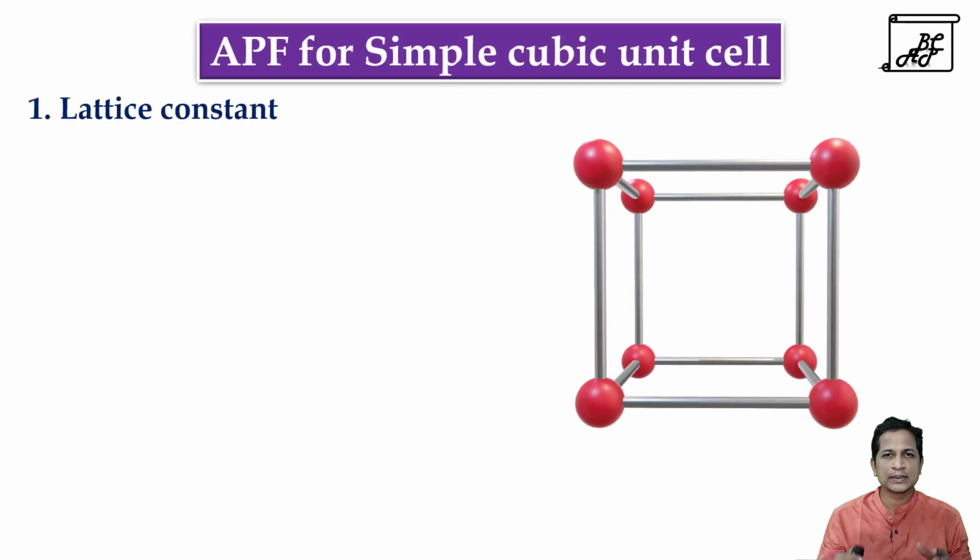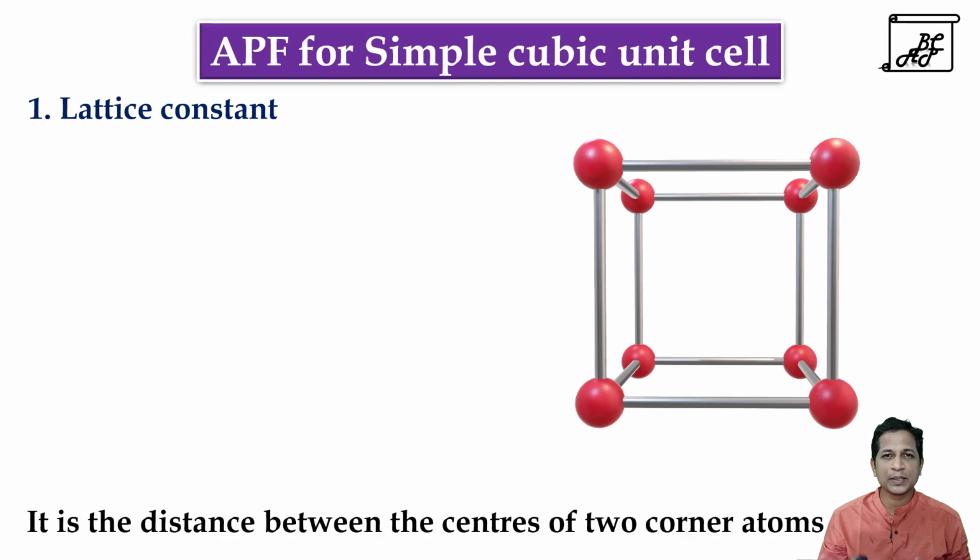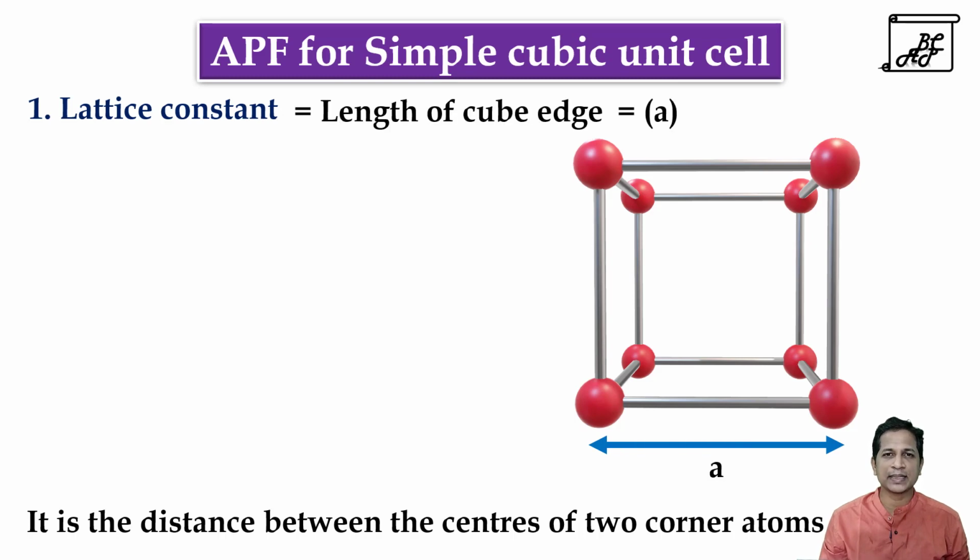In simple cubic unit cell, there are 8 atoms at 8 corners. Lattice constant is the distance between centers of 2 corner atoms. It is nothing but length of the edge of a cube and it is denoted as A. By looking at the diagram, it seems that these 8 atoms are not touching each other. But it is not like that.